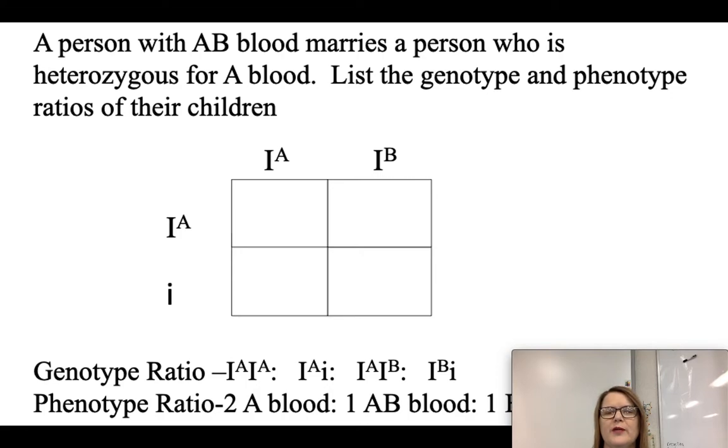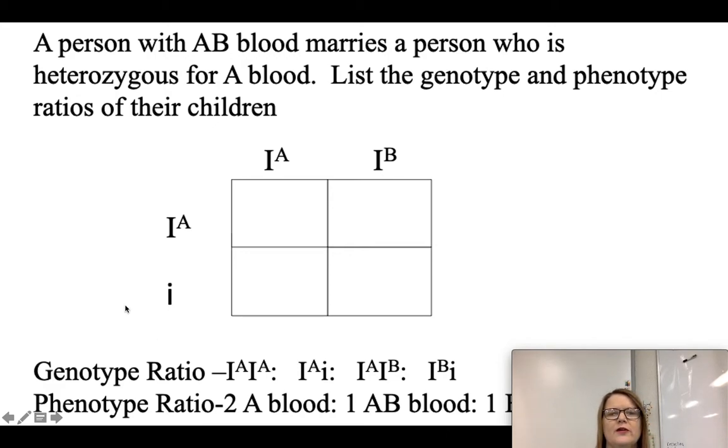A person with AB blood marries a person who is heterozygous for A blood. Lists the genotype and phenotype ratios of their children. So we have the person with type AB blood represented as IAIB. So that's one of the parents. The other parent is supposed to be heterozygous for A blood, which means they have to have capital I, capital A, or they wouldn't have A blood. But since they're heterozygous, they're also carrying the lowercase i.